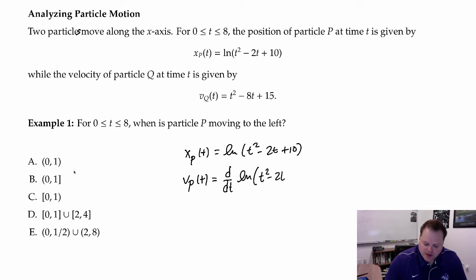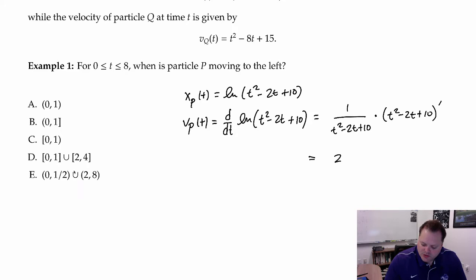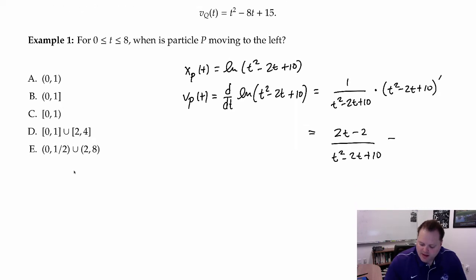Now we know from our experience with derivatives that when you take the derivative of a natural log, you take 1 divided by whatever's inside the natural log. But then chain rule, you've got to multiply by the derivative of what's inside. And so this will be 2t minus 2 over t squared minus 2t plus 10, which I would write as 2, let's say, t minus 1 over t squared minus 2t plus 10. So this is my velocity, and now I have the velocity of both particles.